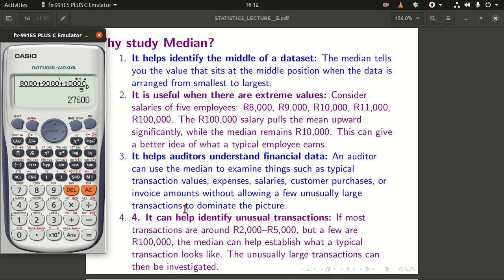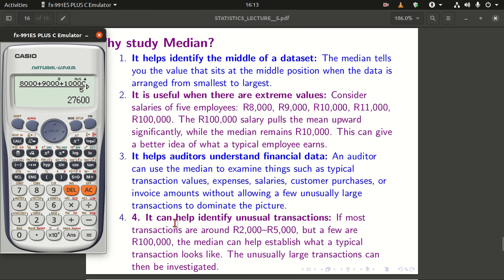But once we have the median here, it pulls you back to reality, that the middle number here, or the middle transaction, or the middle salary, or a typical expense, or a typical customer purchase is this much. So it helps us so that we are not blinded by these too large transactions. I hope this makes sense, that the median also helps us get a better understanding of the financial data.